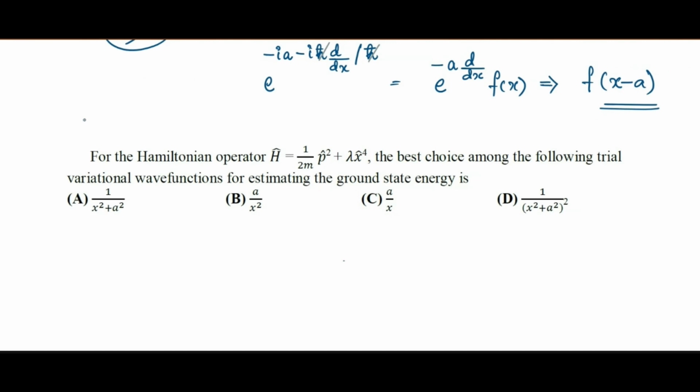Okay, what is given? You have been given the Hamiltonian operator 1 by 2m p square plus lambda x to the power 4. The best choice among the following trial variational wave functions for estimating the ground state energy is.